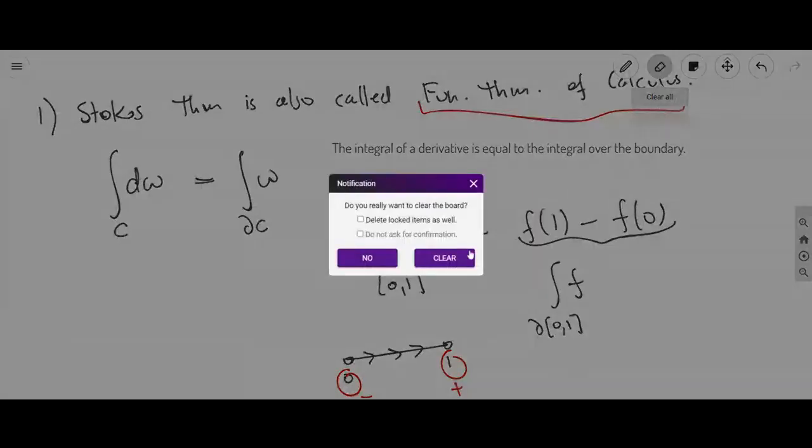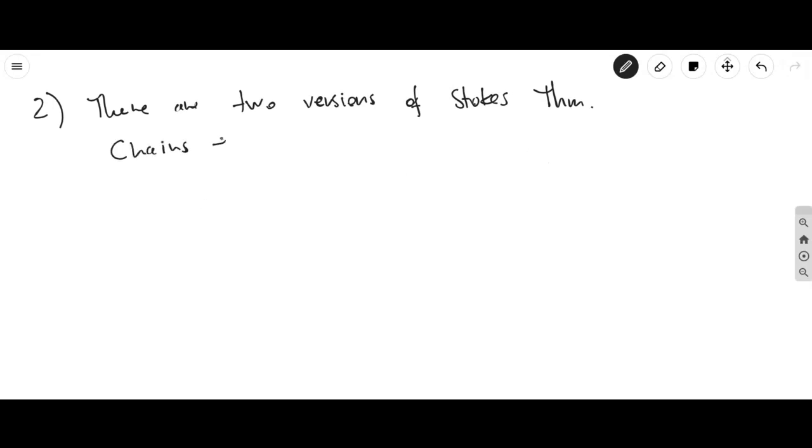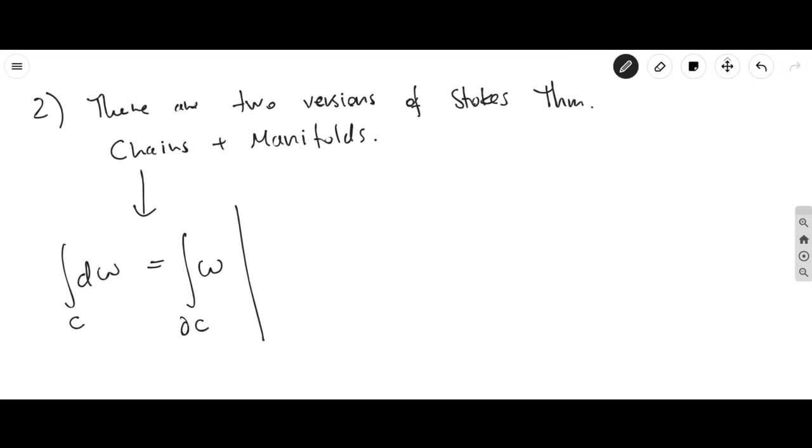Now, the other thing I wanted to mention is that, as we've said before, there are 2 versions of Stokes' theorem. There's one for chains, and there's one for manifolds. The one for chains, we just wrote out: if you have a manifold and a differential form on the manifold, then integrating the exterior derivative of your form over a chain is the same thing as integrating the form over the boundary of the chain. Now, the version for manifolds is a little bit different.